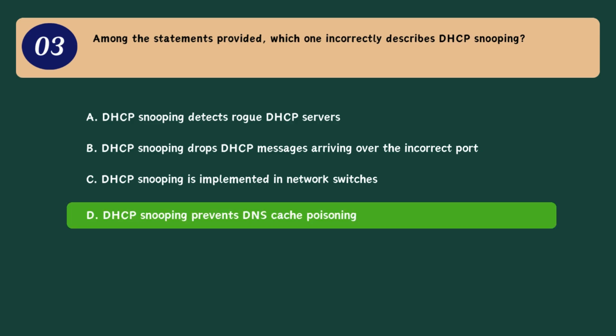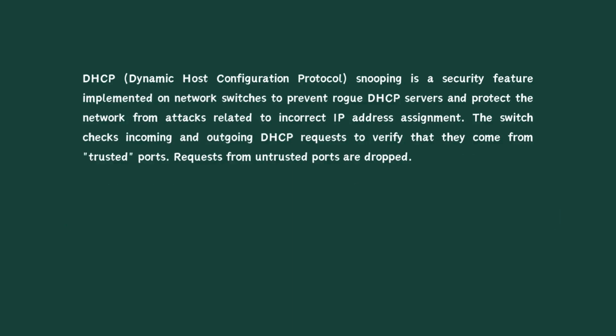Correct answer. D. DHCP snooping prevents DNS cache poisoning. DHCP, Dynamic Host Configuration Protocol, snooping is a security feature implemented on network switches to prevent rogue DHCP servers and protect the network from attacks related to incorrect IP address assignment. The switch checks incoming and outgoing DHCP requests to verify that they come from trusted ports. Requests from untrusted ports are dropped.